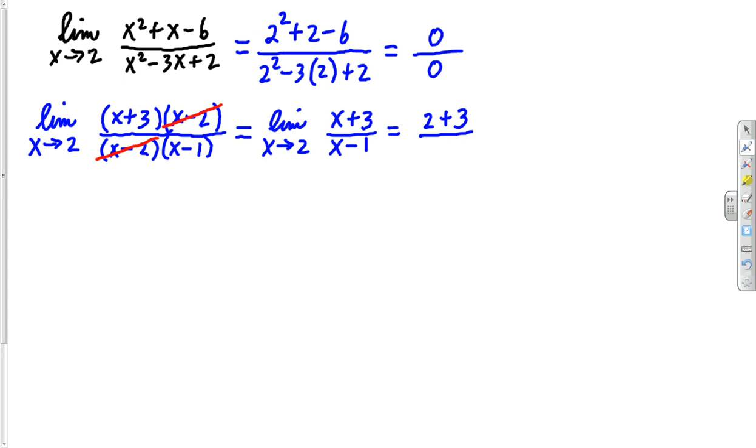Okay, now we're in a position to substitute for x again, and we'll see what we get this time. Replacing x with 2, the numerator is 5, the denominator is 1. So the limit as x approaches 2 of this rational function would appear to be 5.